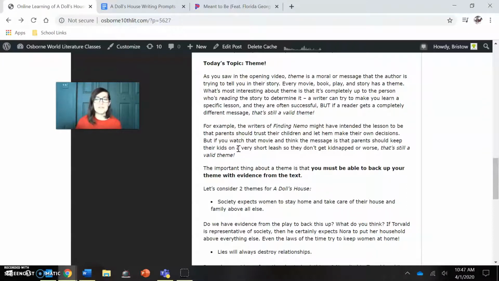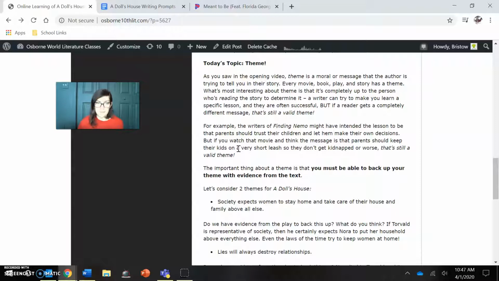For an example, the writers of Finding Nemo might have intended the lesson to be that parents should trust their children and let them make their own decisions. But if you watch the movie and think that the message is that parents should keep their kids on a real short leash so that they don't get kidnapped, that's what you learned from the story. That's still a valid theme. The important thing about a theme is that you have to back it up with evidence from the text. You don't always have to agree with a theme.